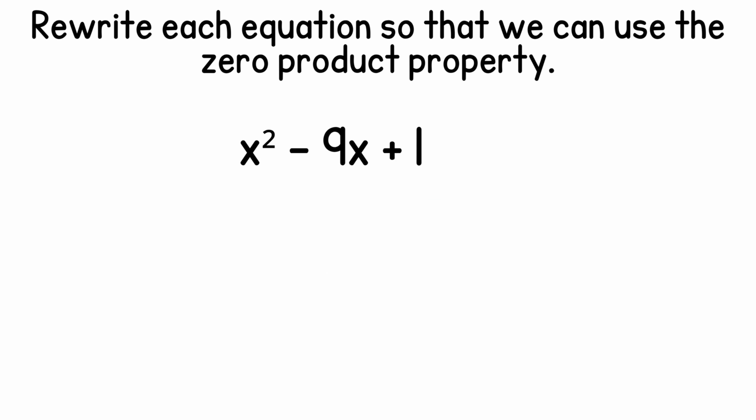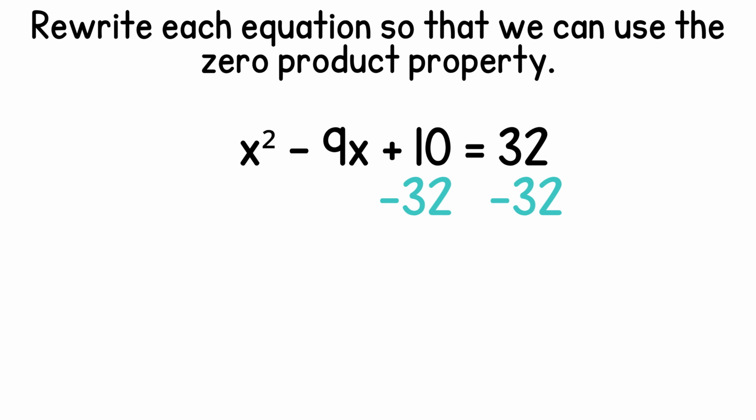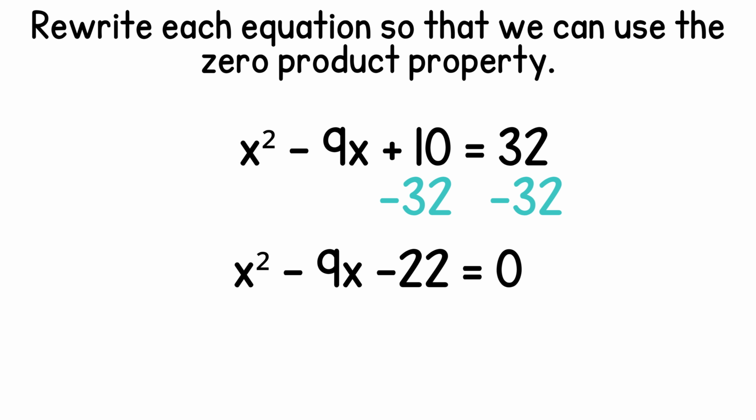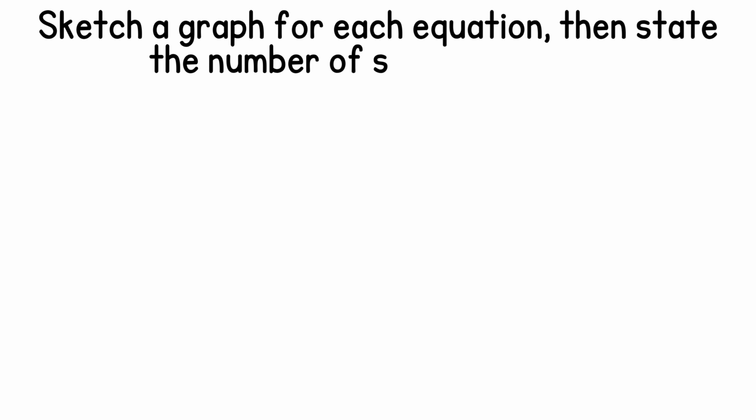In our last equation, we have x squared - 9x + 10 = 32. So we'll subtract that 32 so we can get 0. And we'll get x squared - 9x - 22. Since we already had a positive 10 and we subtracted 32, the like terms will create negative 22, and now it equals 0.